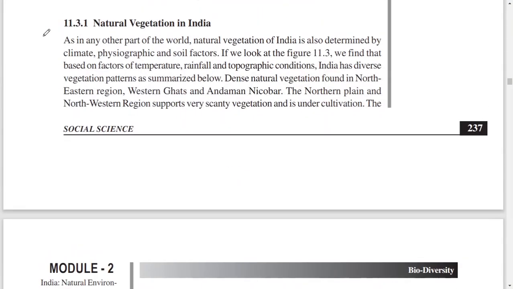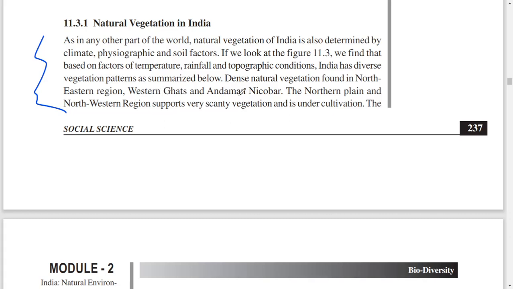Natural vegetation in India. As in any other part of the world, the natural vegetation of India is also determined by climate, geographic and soil factors. If we look at figure 11.3, we find that based on factors of temperature, rainfall and topographic conditions, India has diverse vegetation. Vegetation patterns are summarized below. Dense natural vegetation is found in the northeastern states like Assam, Tripura, Meghalaya, Mizoram.